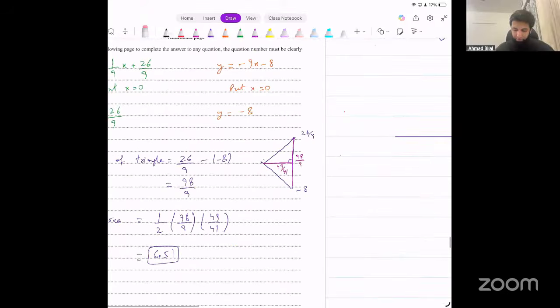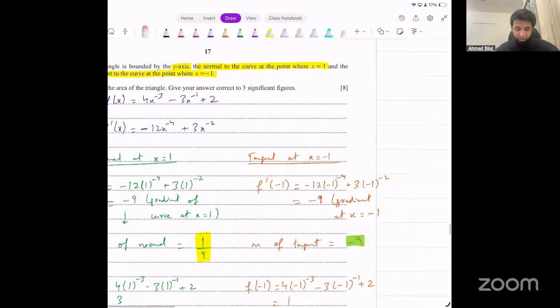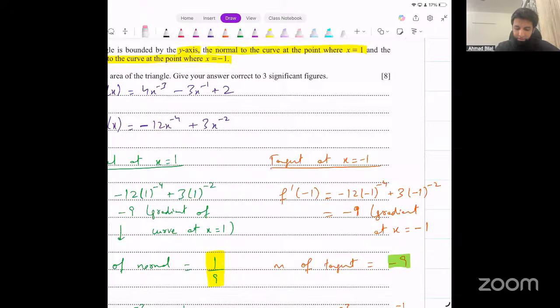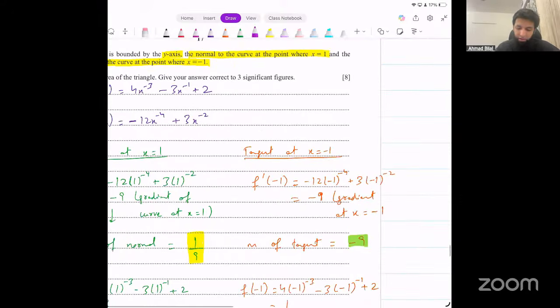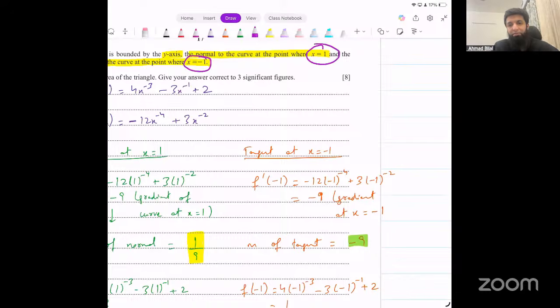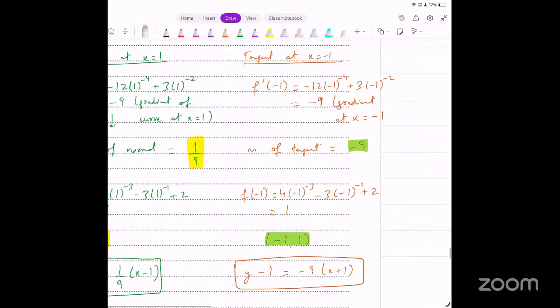Let me look at the question. Okay, in the second part, they're saying a triangle is bounded by the y-axis, the normal to the curve at the point where x is equal to 1, and the tangent to the curve at the point where x is equal to -1. The normal is at a different point, the tangent is at a different point. One is at x equals -1, the other is at x equals 1. Yes, if you see the working of the question, the gradient of the normal and the gradient of the tangent are both negative reciprocals.